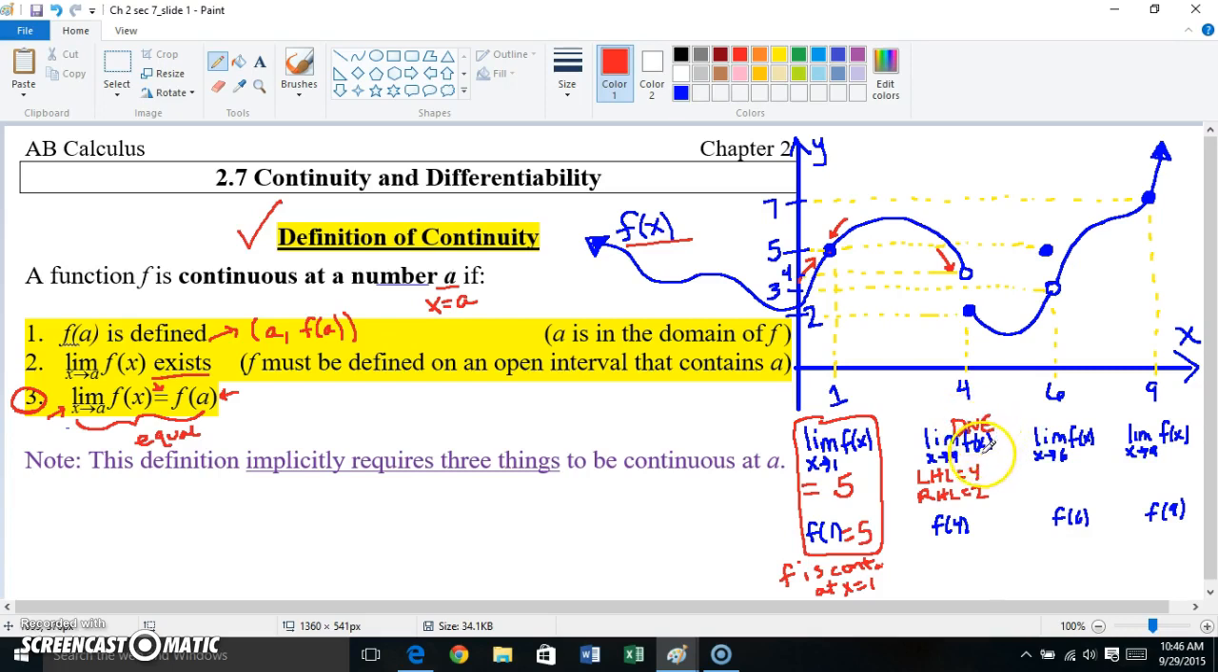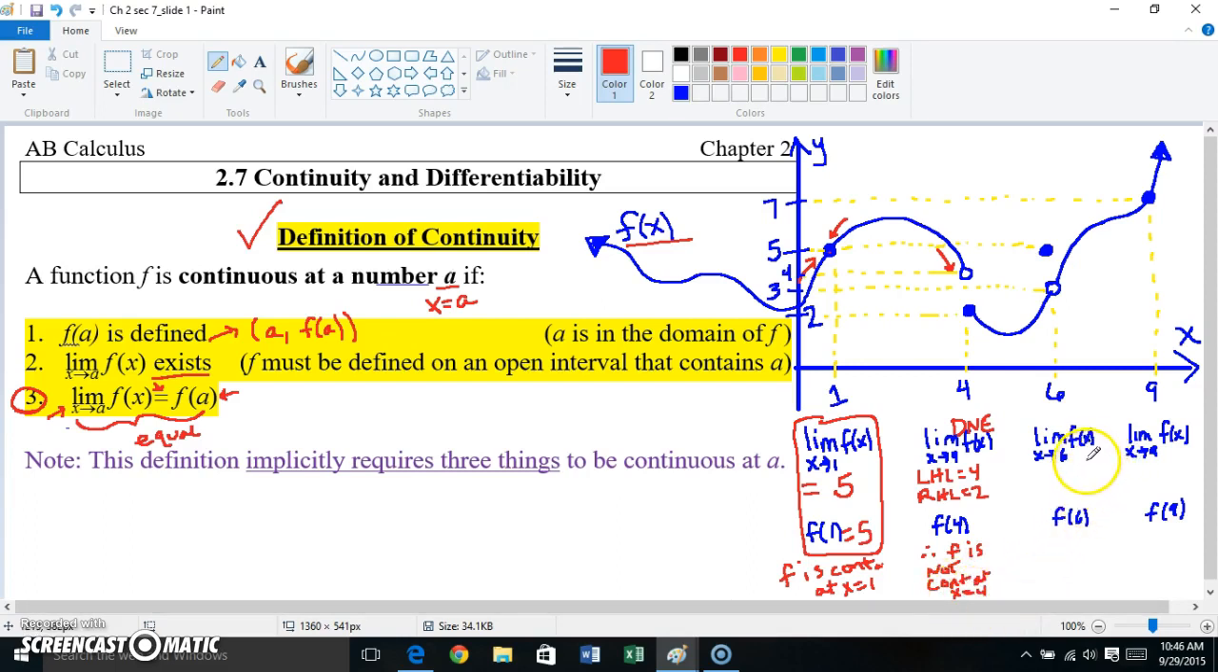Okay, if the limit does not exist, you do not have continuity. Item number 2 says your limit must exist. So therefore, do you know the 3 dots in a triangle is the word therefore in math? Therefore, f is not continuous at x equals 4.